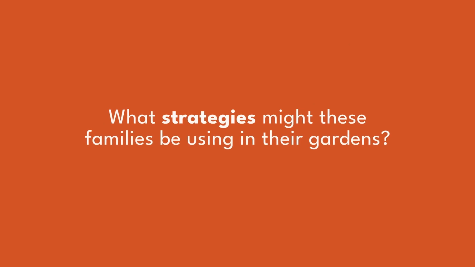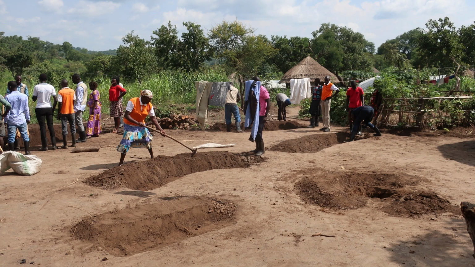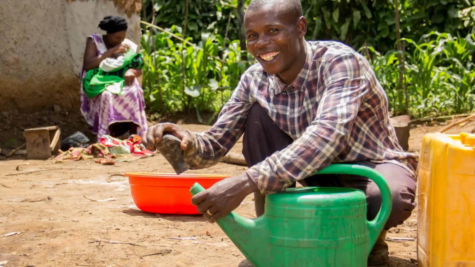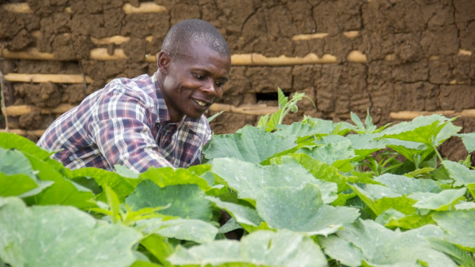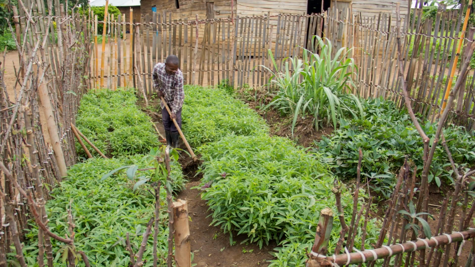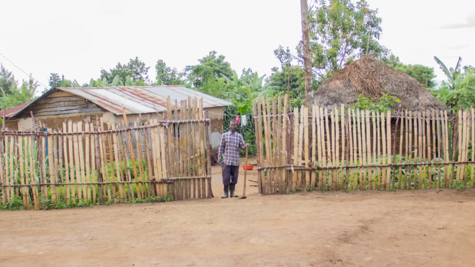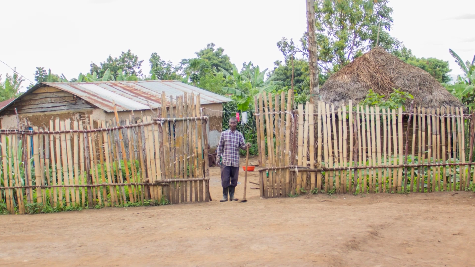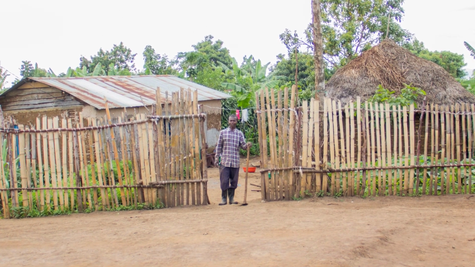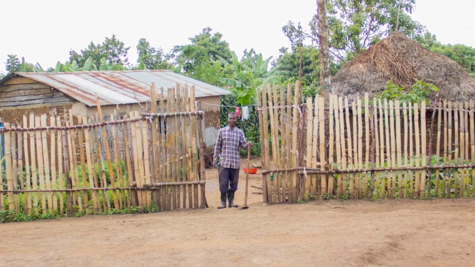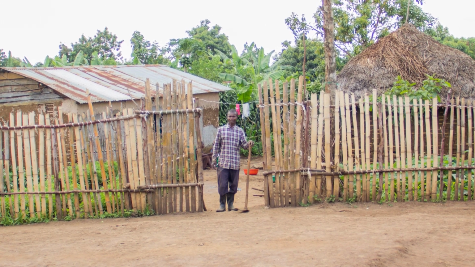So what strategies might these families be using in their gardens? Well, they may learn methods for storing water in the soil or invest in infrastructure for harvesting rainwater. They also might plant a diversity of crops, including drought-resistant varieties that produce year-round. In short, they have multiple strategies they can rely on to help them meet their basic needs and maintain their livelihoods despite the changing weather.